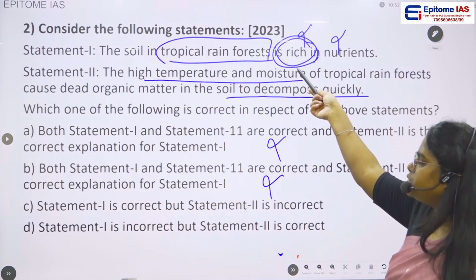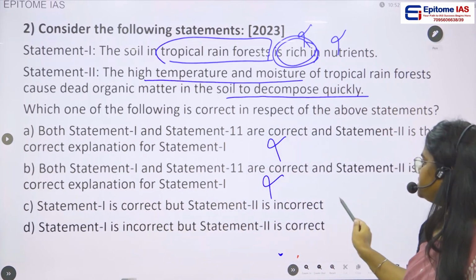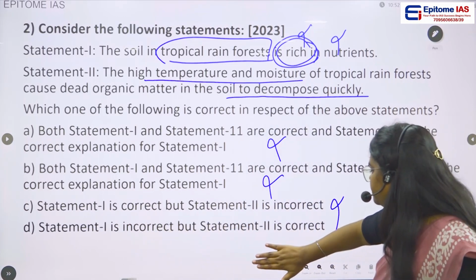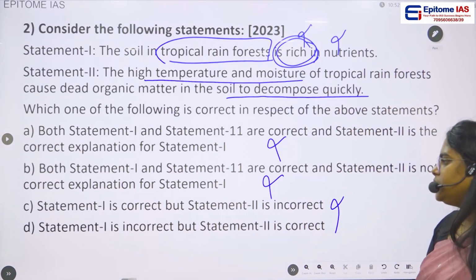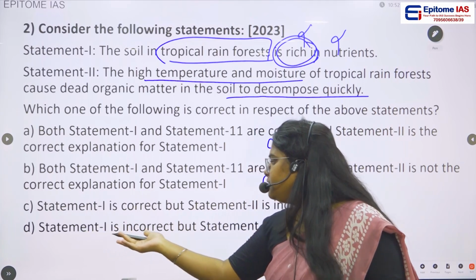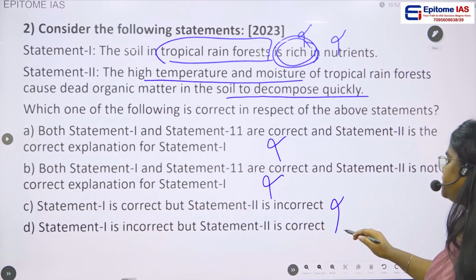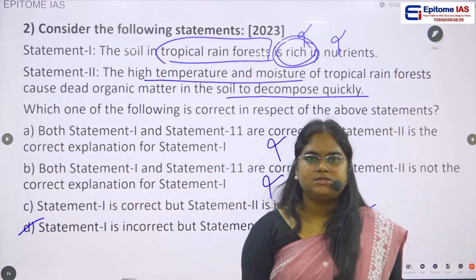Why? Statement 1 is wrong. Then C, statement 1 is correct but statement 2 is incorrect. Again, eliminate this option. Why? Because statement 1, we found out, is already an incorrect statement. Then option D, statement 1 is incorrect but statement 2 is correct. Yes, directly we get the answer. The answer is option D.